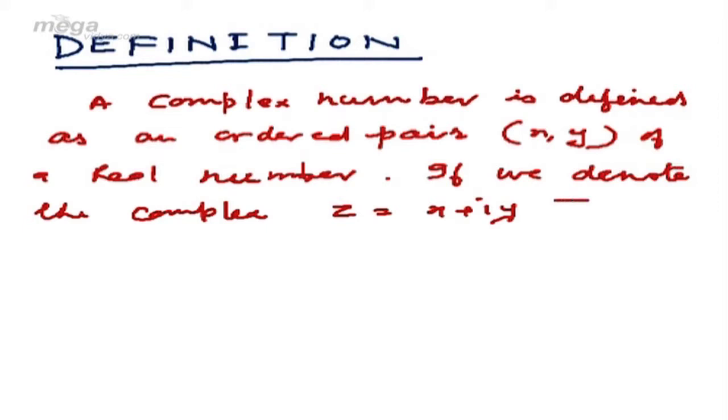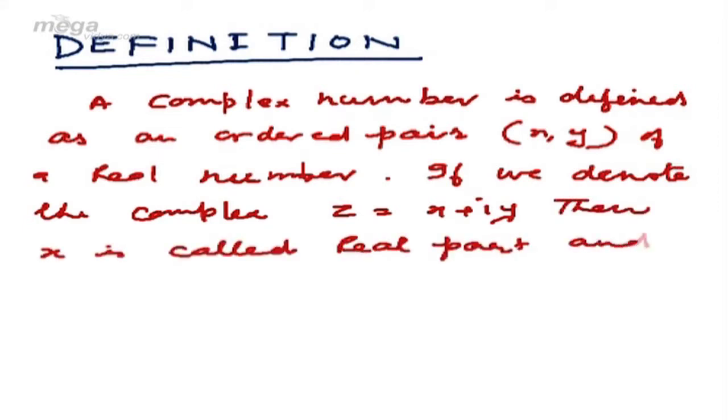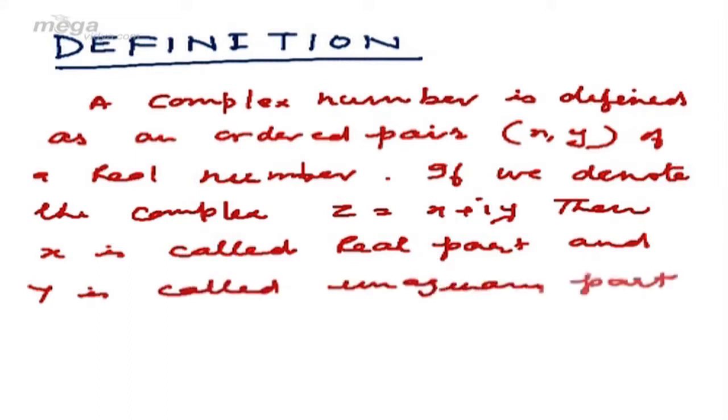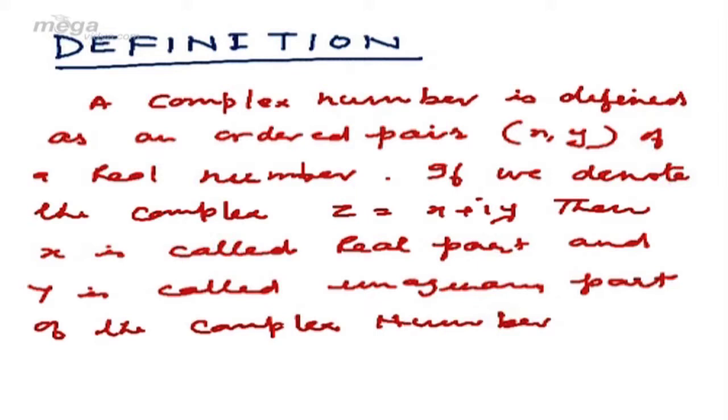then x is called the real part of the complex number and y is called the imaginary part of the complex number. I again repeat, a complex number is defined as an ordered pair (x, y) of real numbers. If we denote the complex number z equal to x plus iy, then x is called the real part and y is called the imaginary part of the complex number.